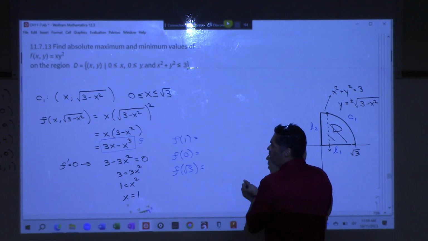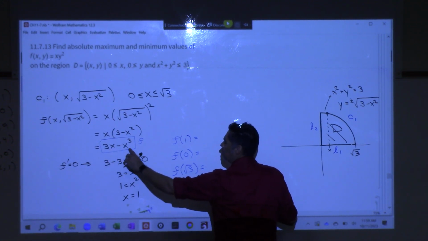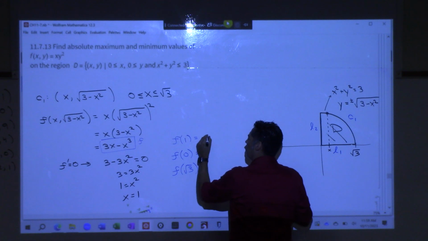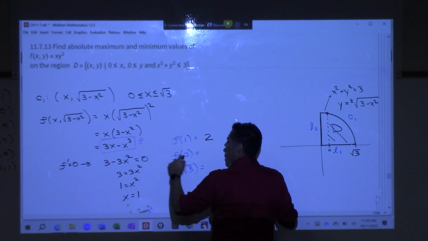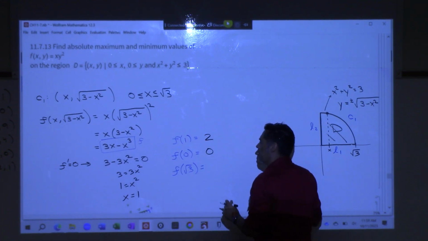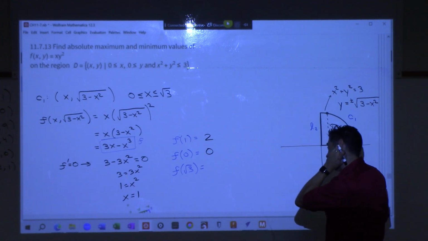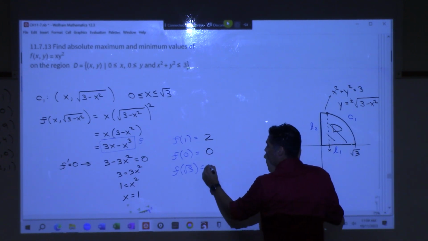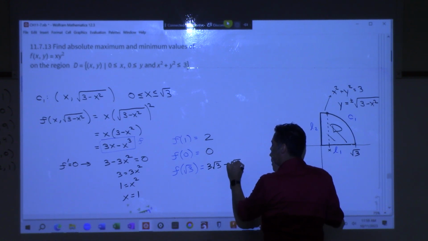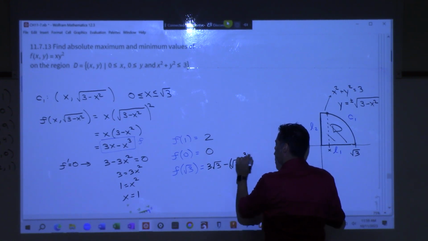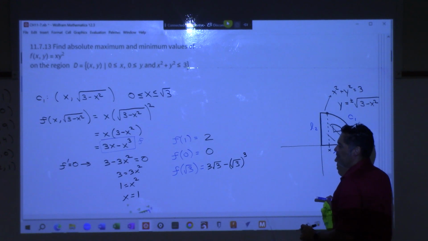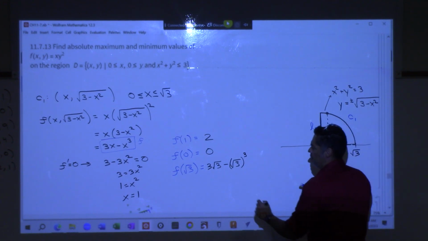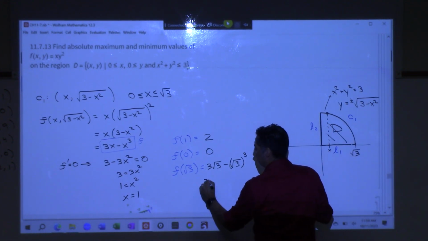Okay, when I plug 1 into this, I get what? 2. Plug in 0, I get 0. And then root 3 is a little weird. 3 root 3 minus root 3 cubed, which is 3 root 3. Wait, is it? Yeah. This is 0.